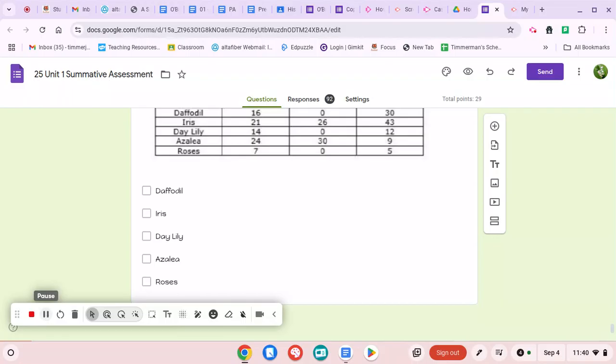Take the time to go back through the test and look at any questions that you are unsure of before you hit submit.